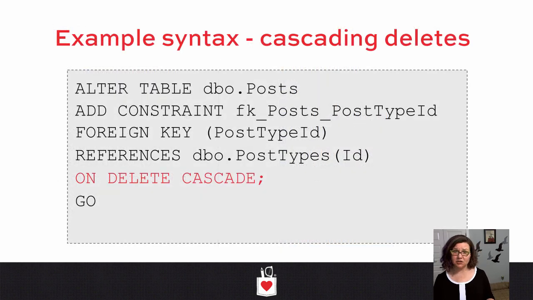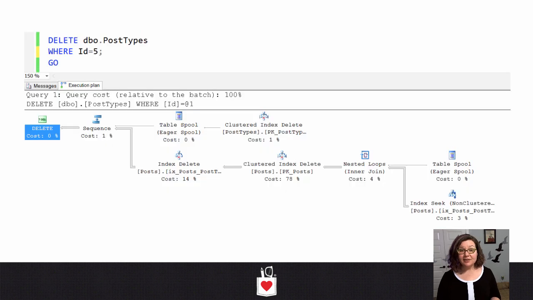Here's the syntax that you use to set up cascading deletes when you create the foreign key. So when I create the foreign key, I say, what column is it on? What is referenced? And ON DELETE CASCADE. Now here's an example, deleting from the post type table. In this case, it's where ID equals 5.